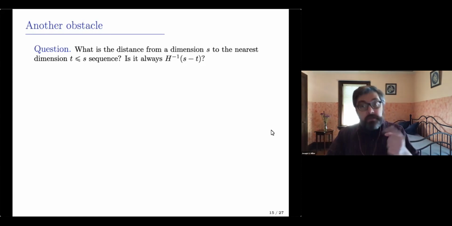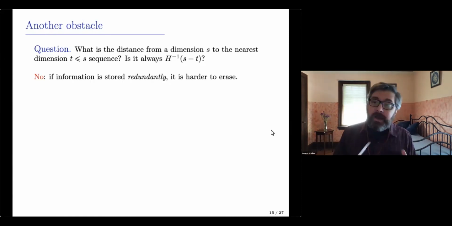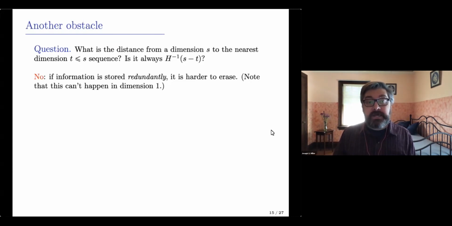You can do it if S is 1. What about for a general S? No, of course not, because I still have some more talk. If information is stored redundantly, it's harder to erase. You can store information redundantly in a dimension 1, not in a compact way, not in a useful way.